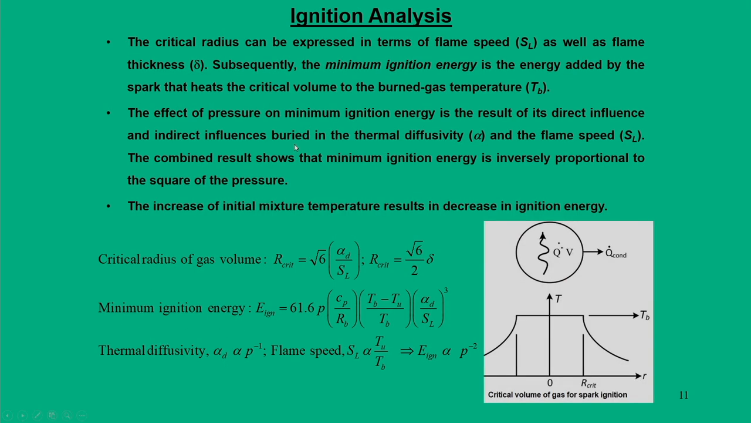This gives a conclusion that we can find the critical radius, and this critical radius can be expressed in terms of flame speed as well as the flame thickness delta. Minimum ignition energy is the energy added by the spark that heats the critical volume to the burnt gas temperature. The effect of pressure on minimum ignition energy is the result of the direct influence and the indirect influence through the thermal diffusivity and the flame speed. The combined result shows that minimum ignition energy is inversely proportional to the square root of the pressure. So, this is how we get it out of these expressions. From this expression, an increase in the mixture temperature results in a decrease in the ignition energy. That means if your mixture temperature is higher, we require less ignition energy.